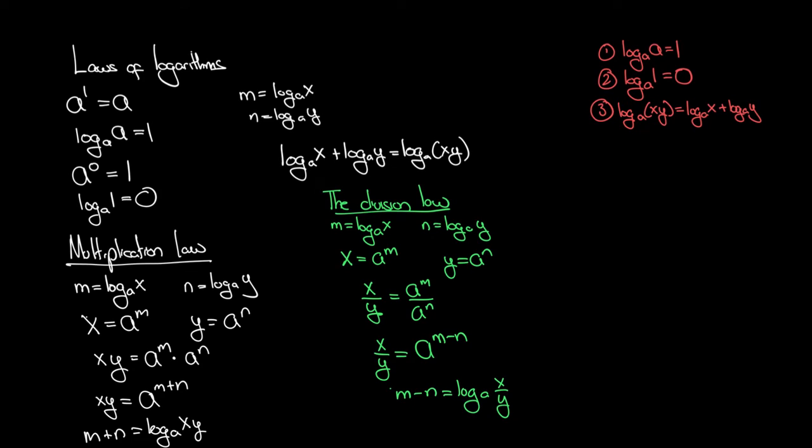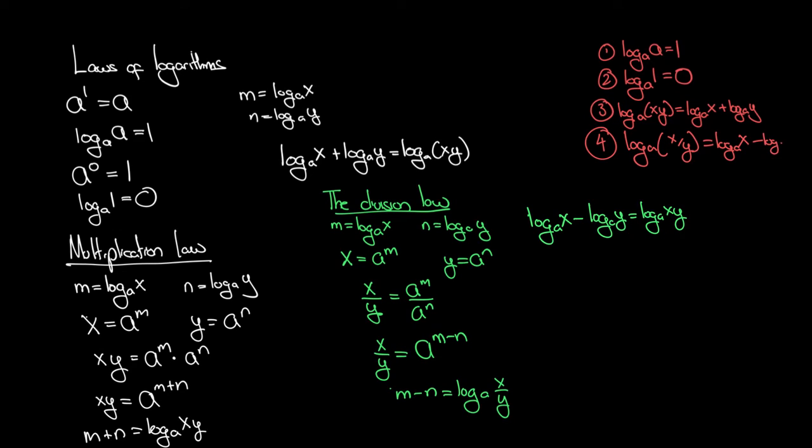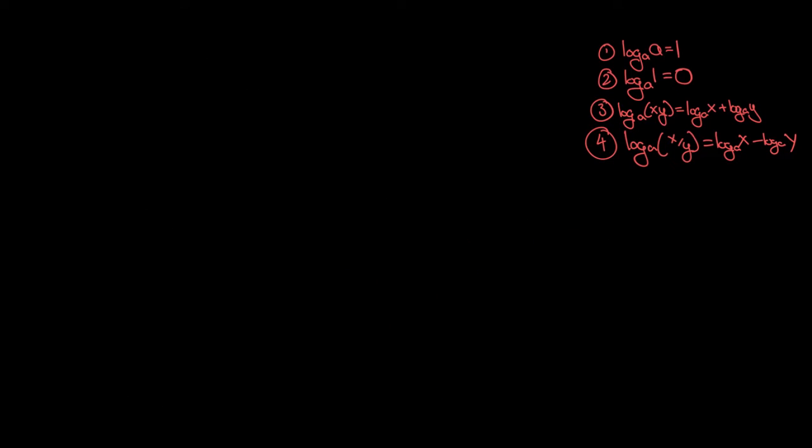Once again, we already know that m is equal to log base a of x, so therefore we're going to have the log base a of x minus the log base a of y is equal to the log base a of x over y. So that's going to be the fourth rule right here. These rules are paramount. You got to know these. Log base a of x minus log base a of y.